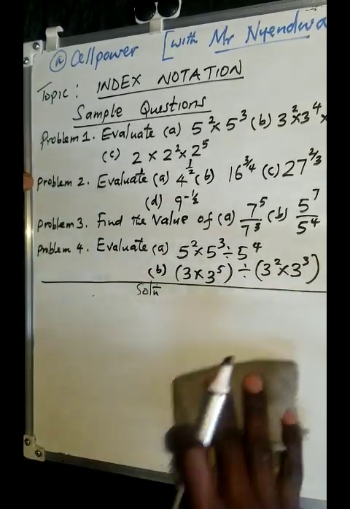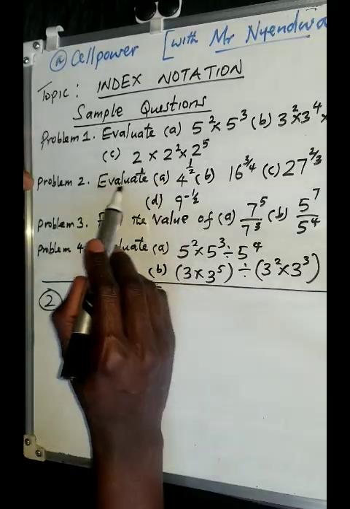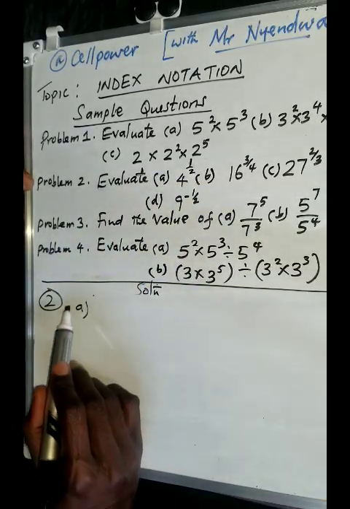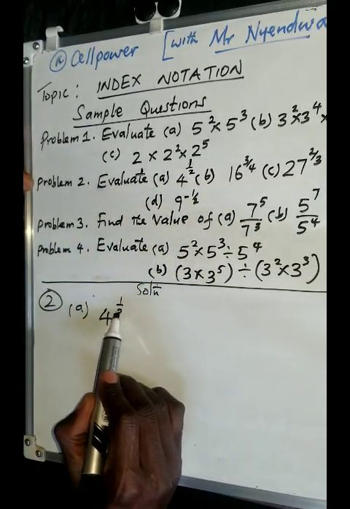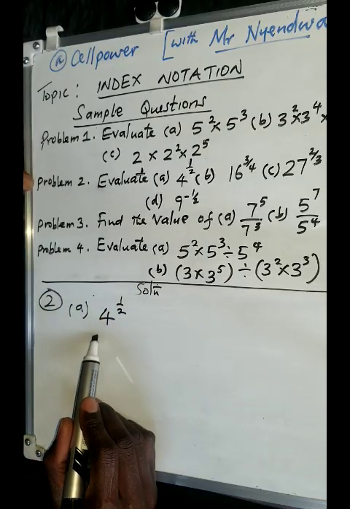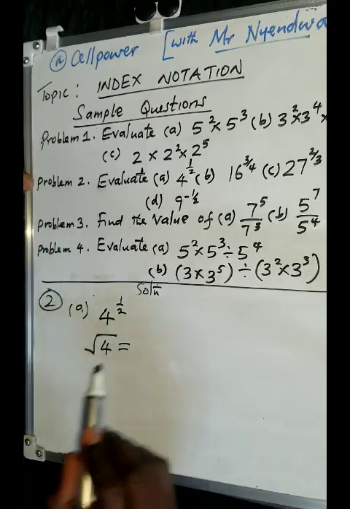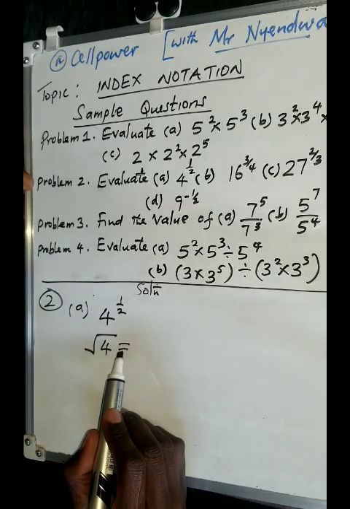Let's do some further practice. If you look at problem number 2 there, it says evaluate. They have given us 4 raised to 1 over 2. Remember what we said? The number at the bottom becomes a root. So it's the square root of 4. And what is the square root of 4? It is actually just a 2.